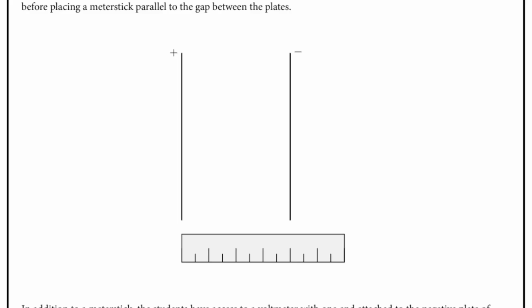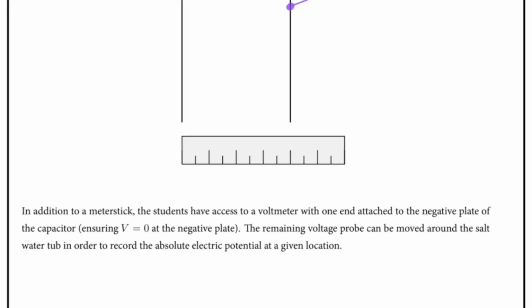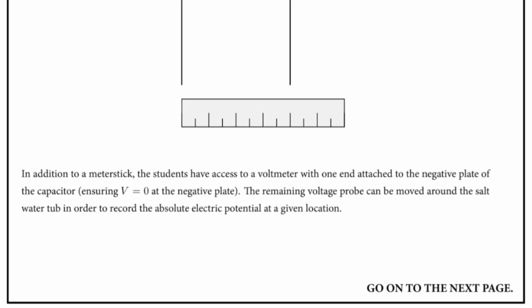So how this works is there is a voltmeter with one probe hooked to the negative plate. So this is your V equals 0. And the other probe can be moved wherever I would like it to be in this saltwater tub. So I can move it around, which is definitely going to help reduce some uncertainty. And I have this meter stick that's lined up with the 0.